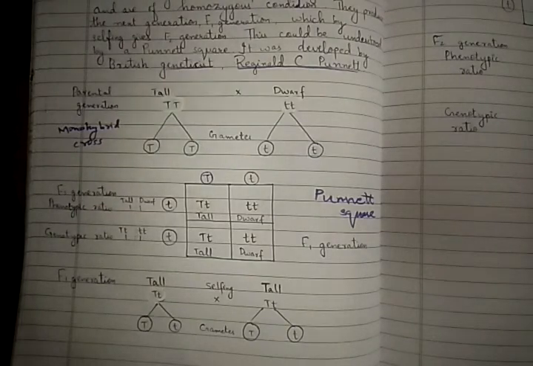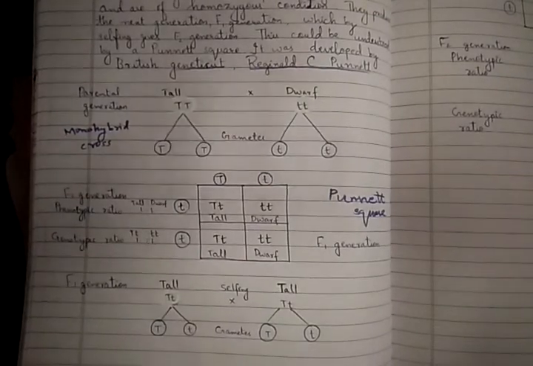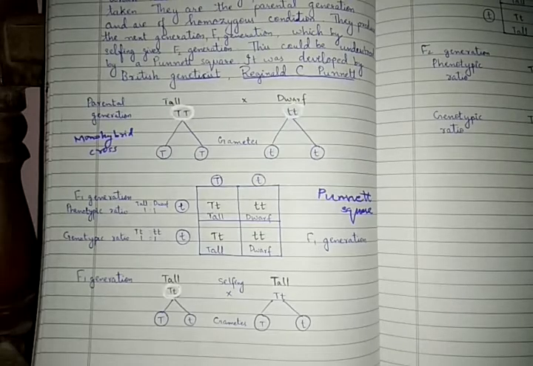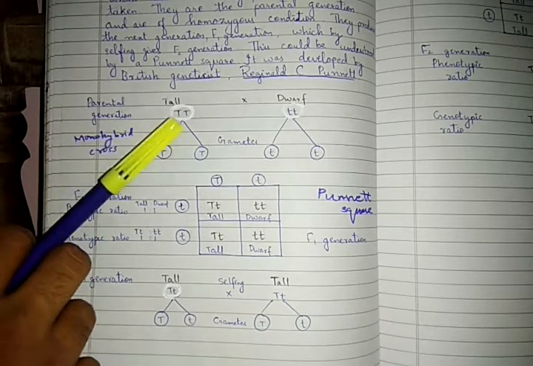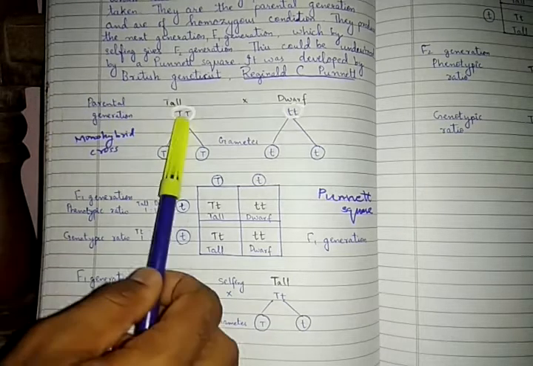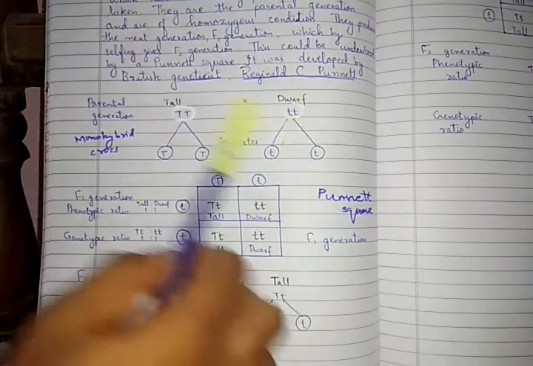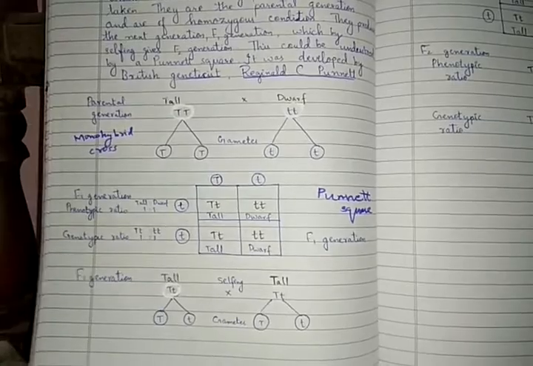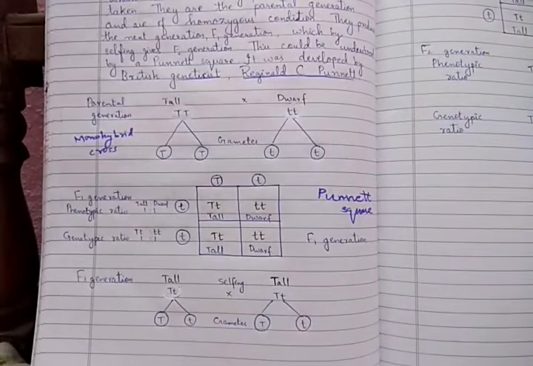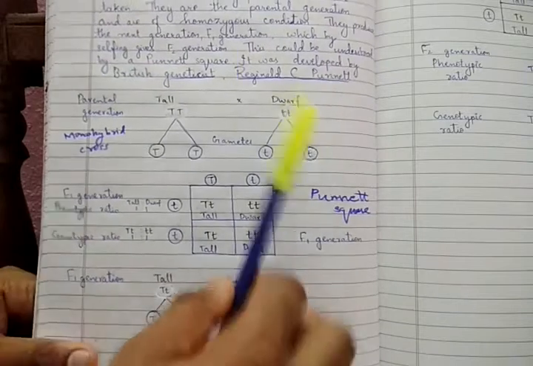So what should be done here? I think it's very much visible to you. If not, then just a minute. Okay, so we can see that the parental generation that we had taken is a homozygous condition, capital T capital T and small t small t. So this parental generation is being crossed, and what will be done?